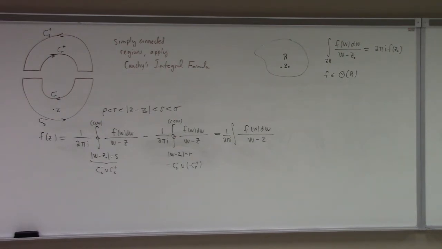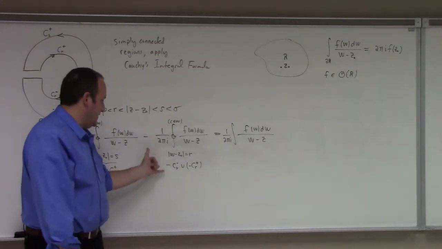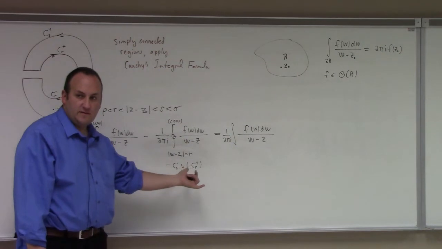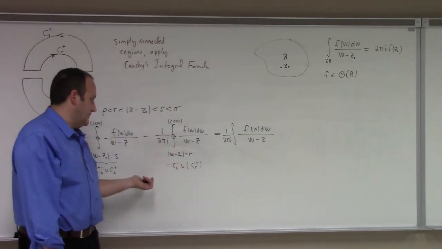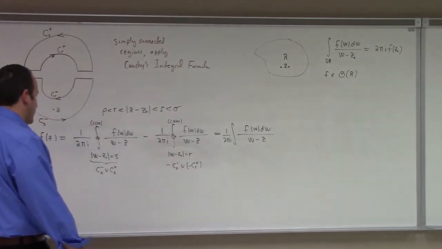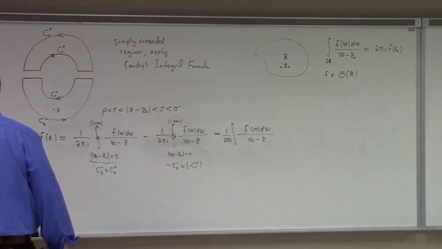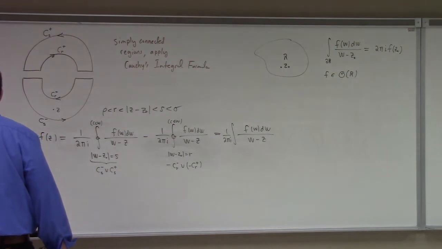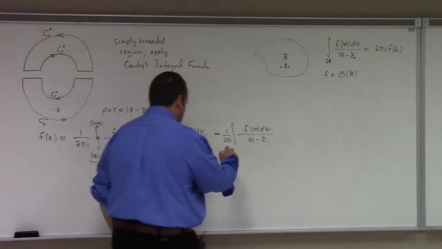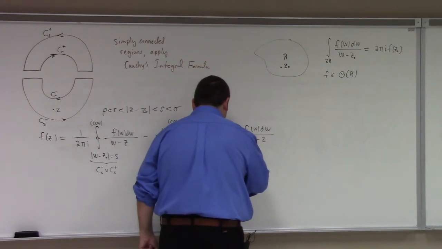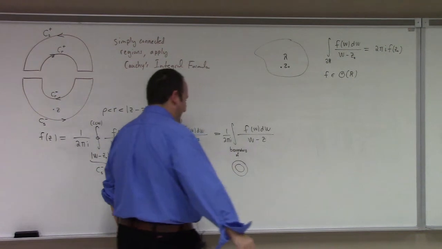Right, it's over the union, over everything. Over this one, that one. This minus and that minus have come together to give me a plus. So I'm really looking at the union of the whole, I don't know what to call it. Let's say boundary of this thing.